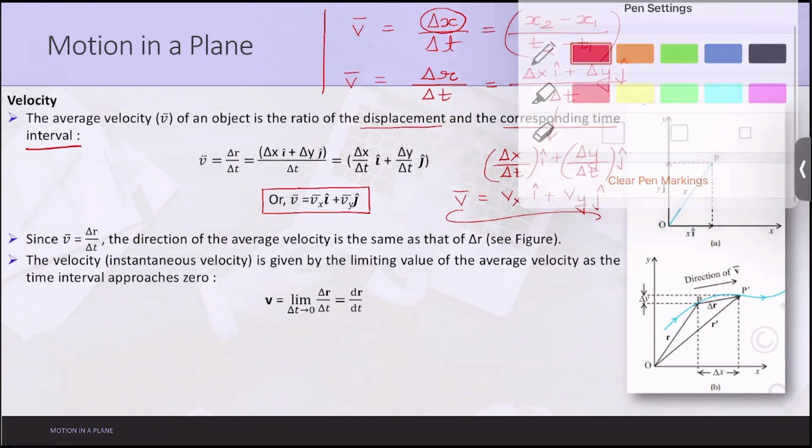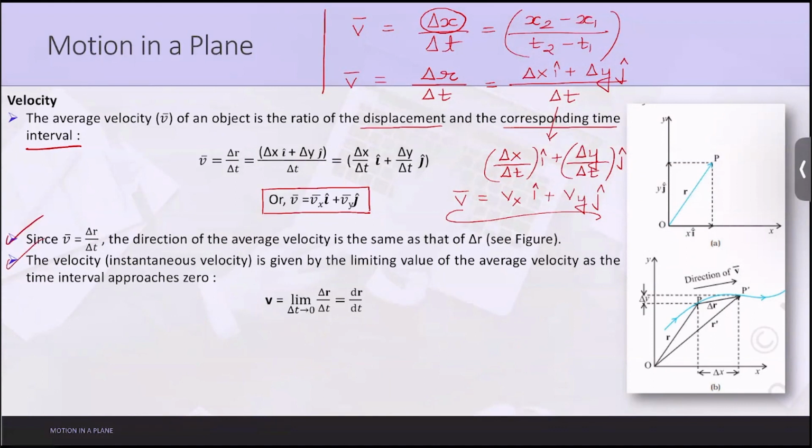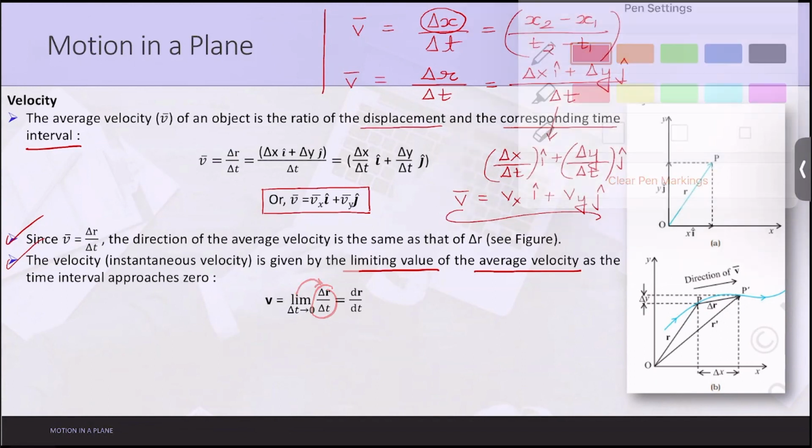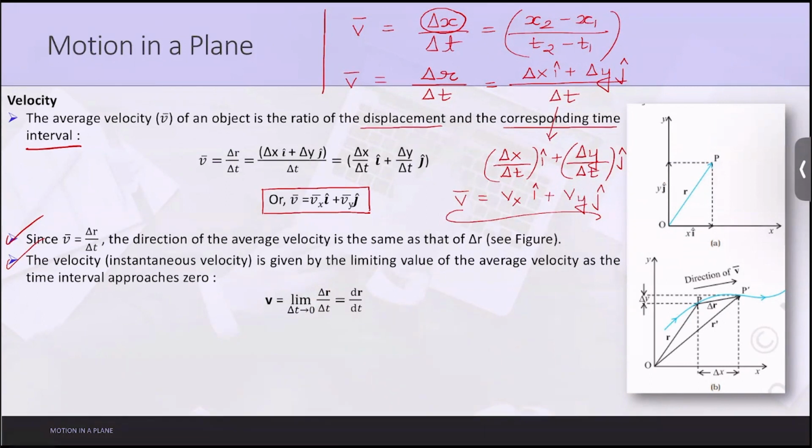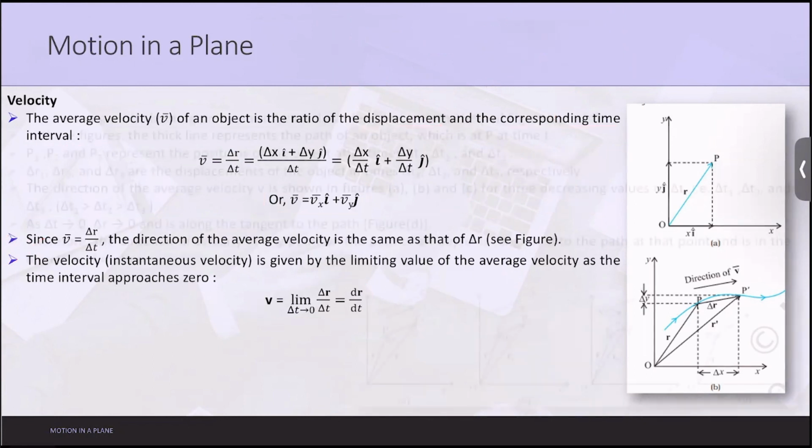Okay, right. So just let me read this expression here. The velocity, or the instantaneous velocity, is given by the limiting value of the average velocity. So as you can see, it is the limiting value of the average velocity as the time interval approaches 0. Therefore we can write that V bar is equal to delta r by delta t, which is equal to dr by dt. Fine. Hope I made it quite clear to you how we obtained all these expressions. Okay. Fine. Let's move on forward.